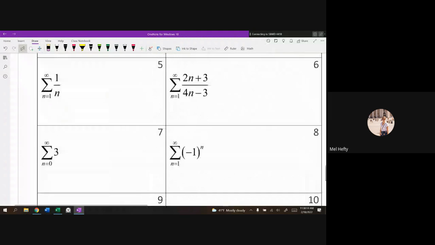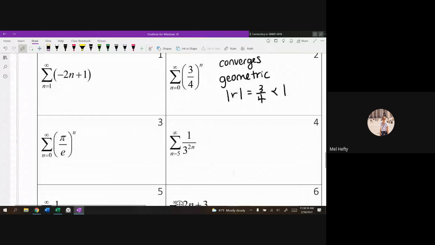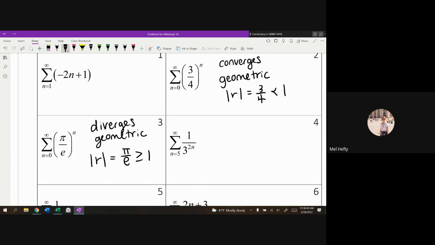Number 7 is kind of geometric. Number 3 is very geometric. Why? It's greater than 1. Is it? Yeah. This is pi over e. Pi is 3 something, e is 2 something. So that's greater than or equal to 1. This diverges. There's another one that's very geometric.